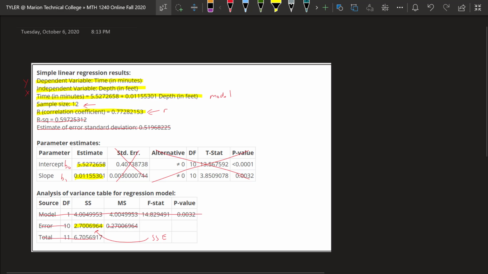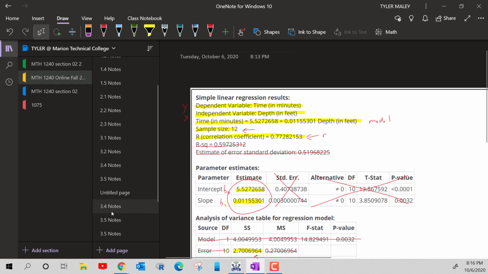So you can see here that the values that we calculated by hand are lining up with the values found by using R or StatCrunch, right? We could find it using R as well, but we use StatCrunch.